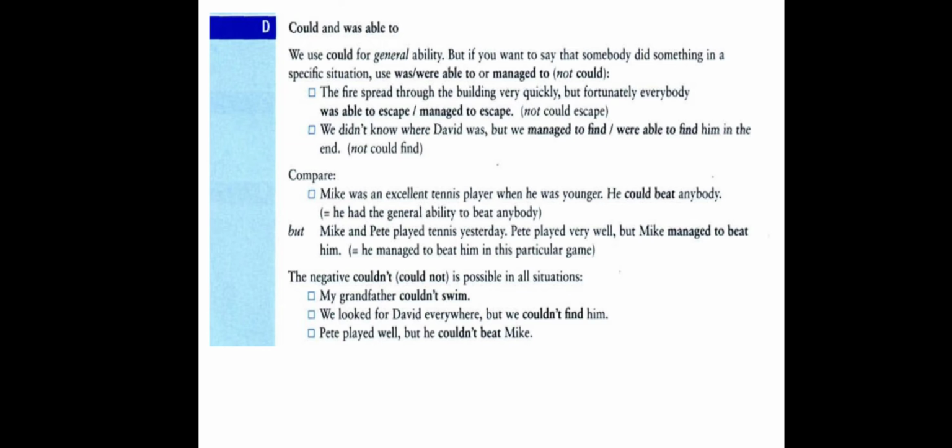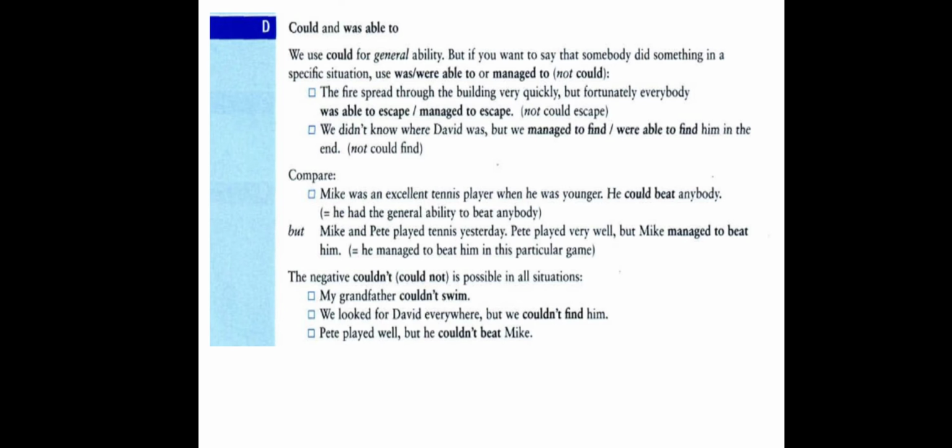What is the difference between could and was able to? We use could for general ability, as we have already said that we use can for general ability. But if you want to say that somebody did something in a specific situation, then we use was or were able to, or managed to. So to be precise, could is used for general ability in the past, and for specific situations we use either was or were able to or managed to plus the base form, but not could.